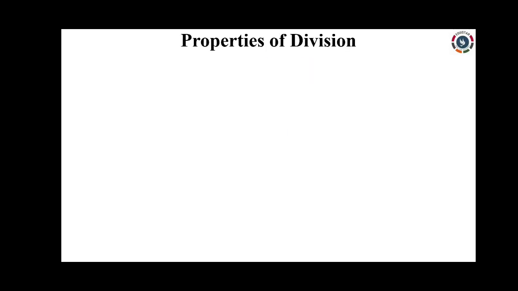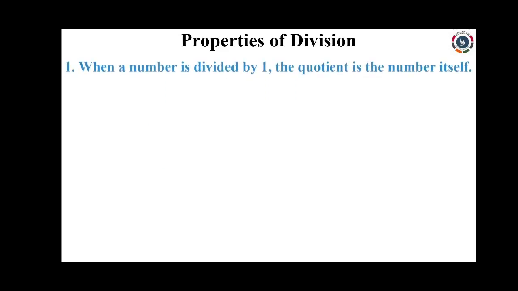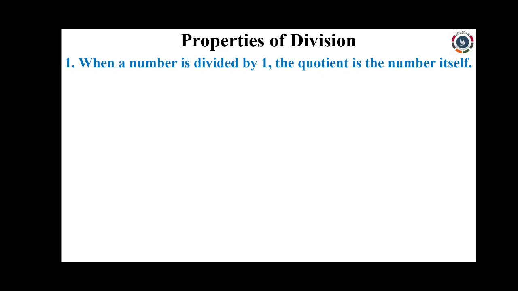Next, properties of division. First property: when a number is divided by 1, the quotient is the number itself. Example, 4385 divided by 1. The answer is the same number, 4385.